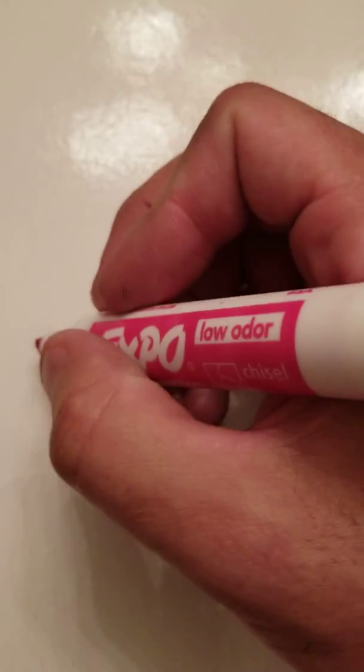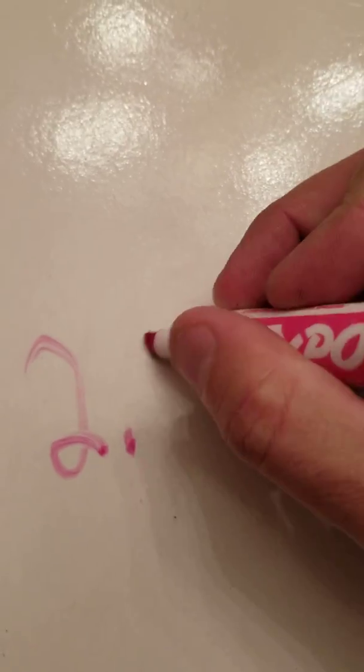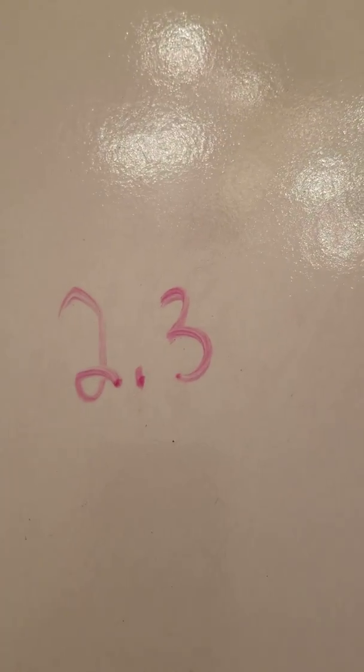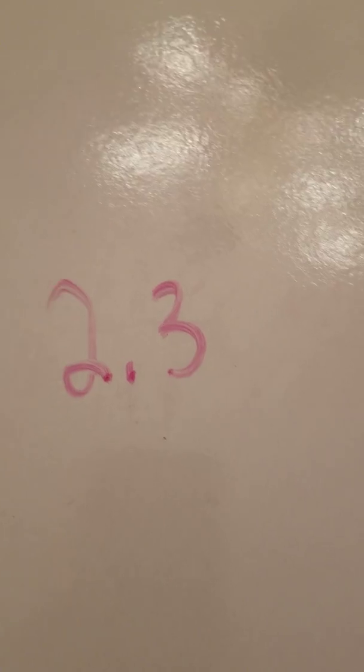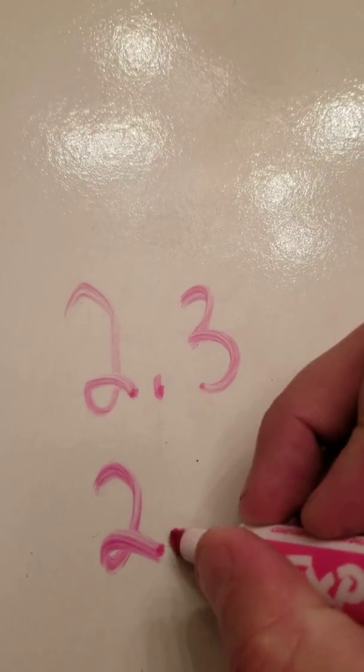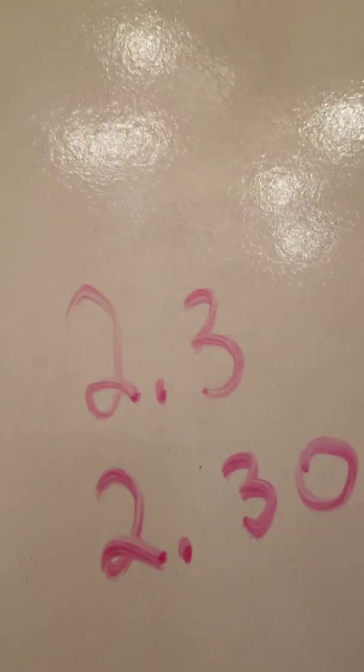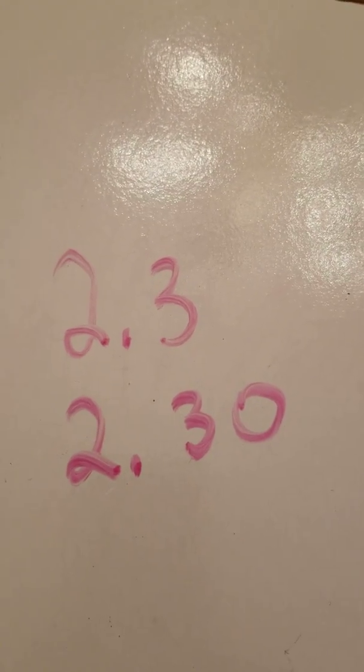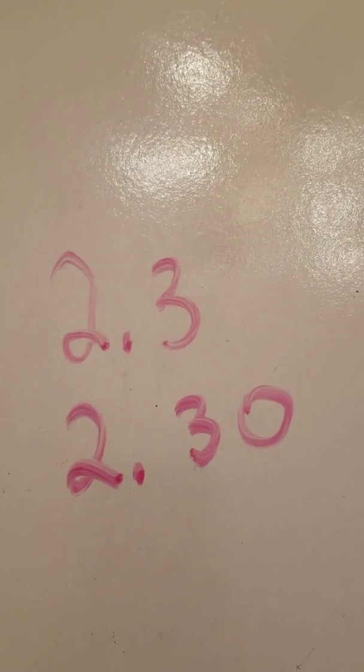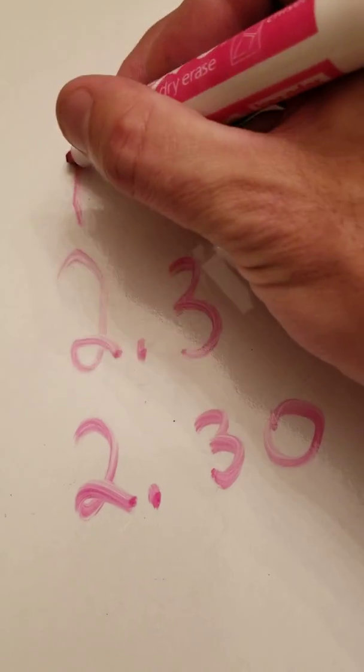Number 2, we're comparing again. One of the numbers is 2.3. The other number is 2.30. Remember, when we compare, it's easier to see when we line up the decimals. I can see that in the first column, the 2's are equal.